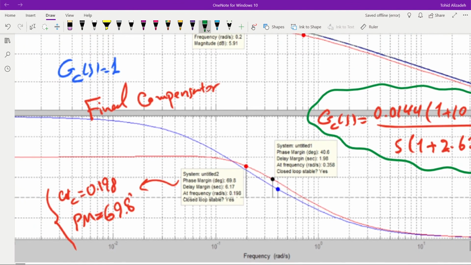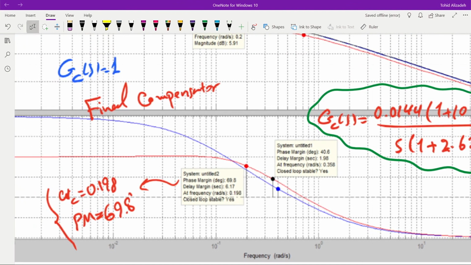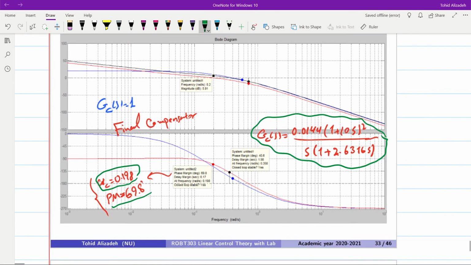We are fine in terms of the disturbance and noise rejection and attenuation. We are fine in terms of the crossover frequency, just a little bit smaller than 0.2. We can still make it bigger than 0.2 without losing the requirement on the phase margin. And we are also fine in terms of the steady state error. So in this way, we have designed the controller, and you have seen the approach.